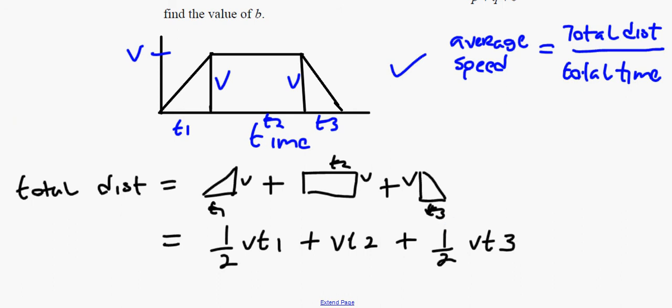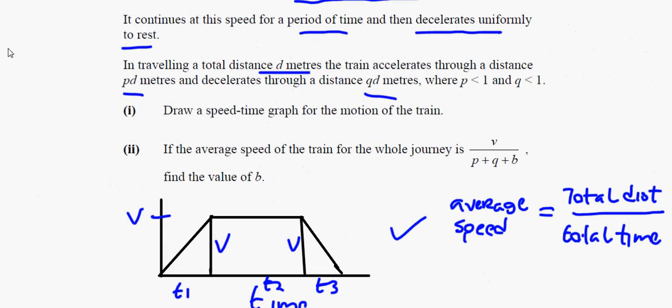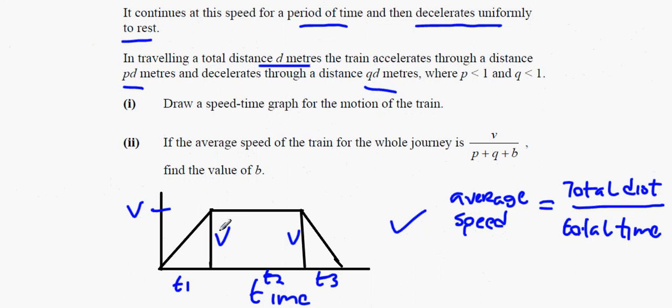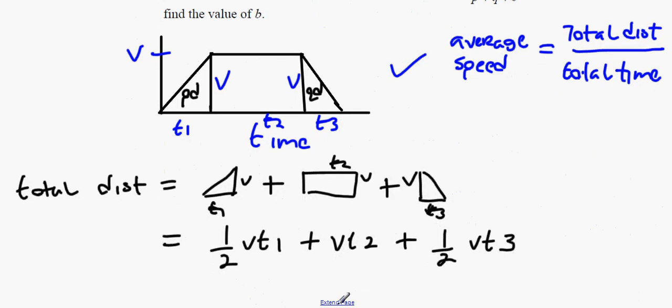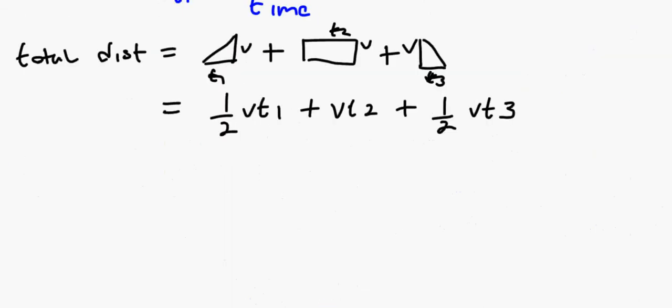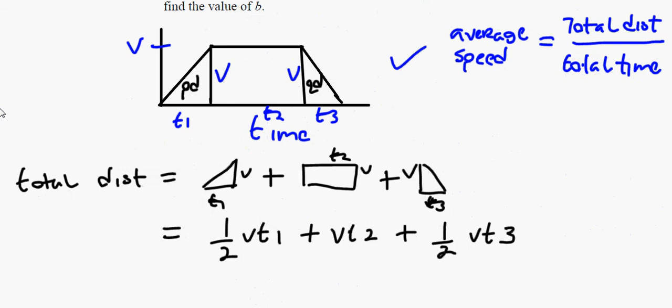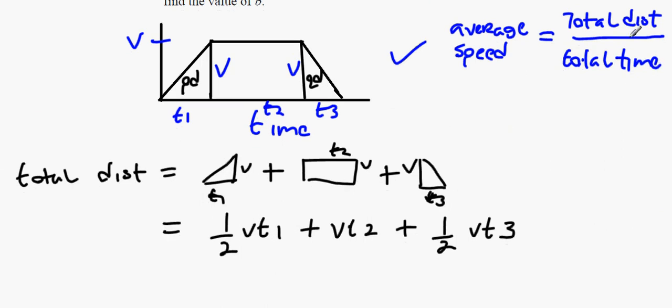Next thing we've got to remember is it says the train accelerates through BD. PD is the area of the first triangle, and QD is the area of the last triangle. So we know that PD and QD are the areas of the respective triangles. Now if we were to put this formula down, what we'd have to do is find the total distance divided by total time.